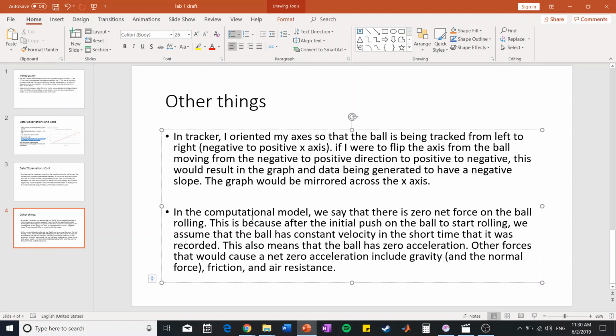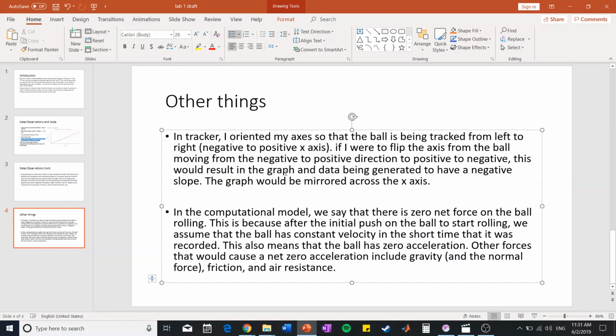Finally, in the computational model, we say that there's a zero net force on the ball rolling. This is because after the initial push on the ball to start rolling, we assume that the ball has a constant velocity in the short time that it was recorded. This will also mean that we have zero acceleration for the ball, right?